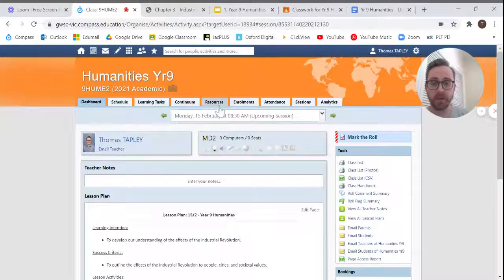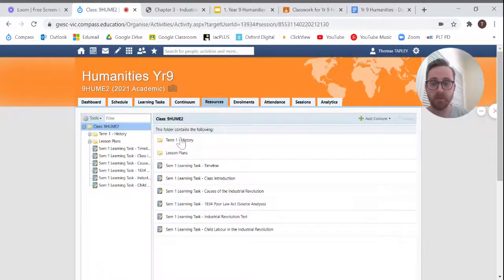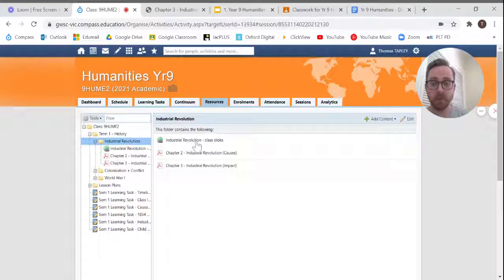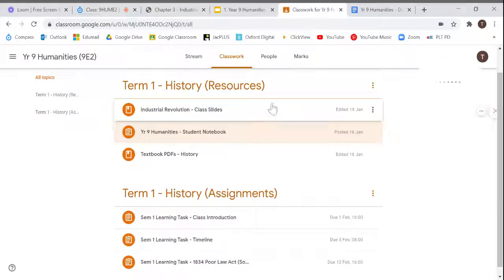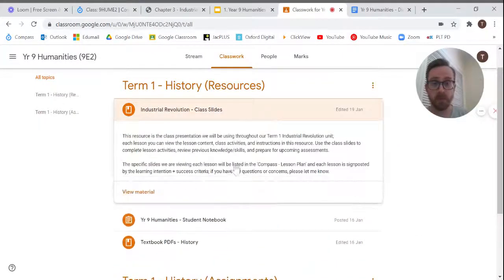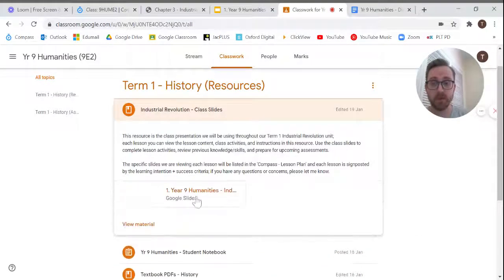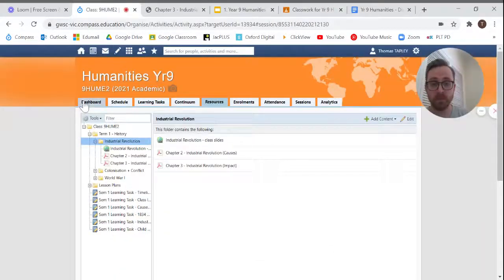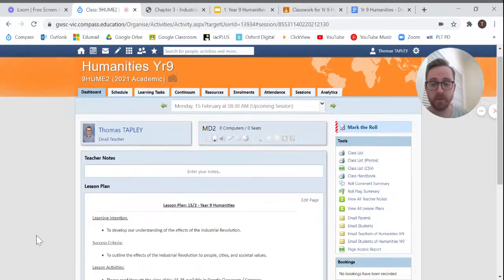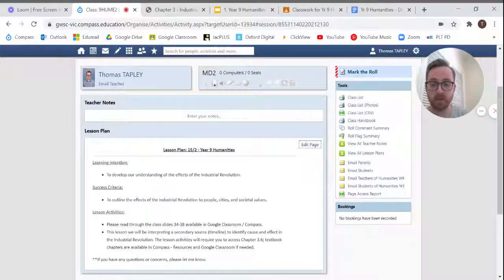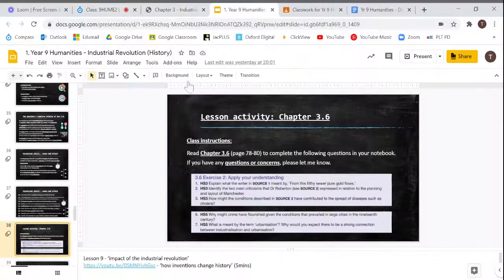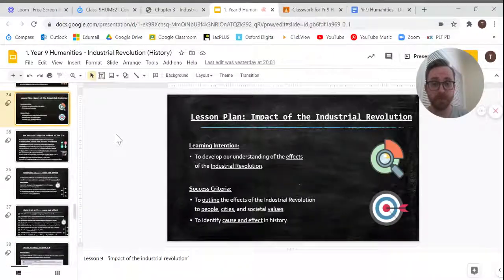And you can access those class slides in Compass Resources. If you go to Term 1 History, just click on that link there. Or if you prefer, you can use Google Classroom, which we've also set up in the first couple of weeks of our class. So Industrial Revolution class slides, you just need to click on that, and you just need to scroll to the relevant class slides. So today that's 34 to 38, and we're going to be looking at the impact of the Industrial Revolution.